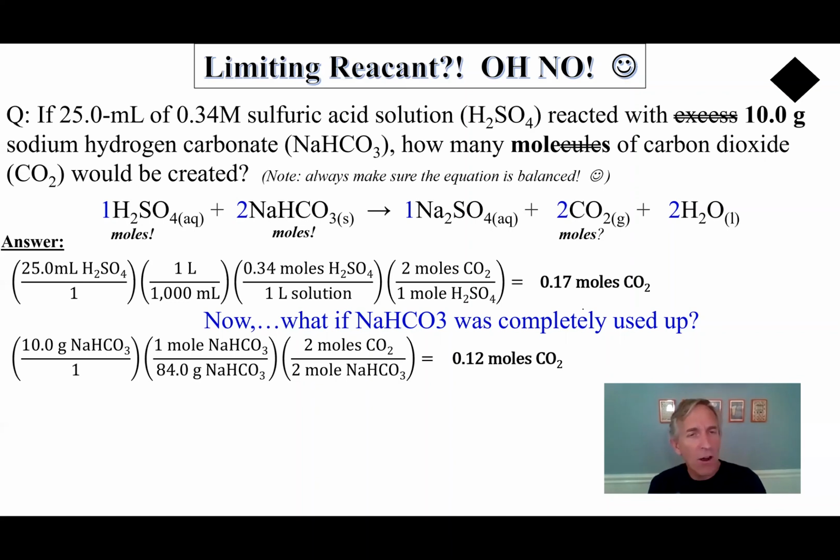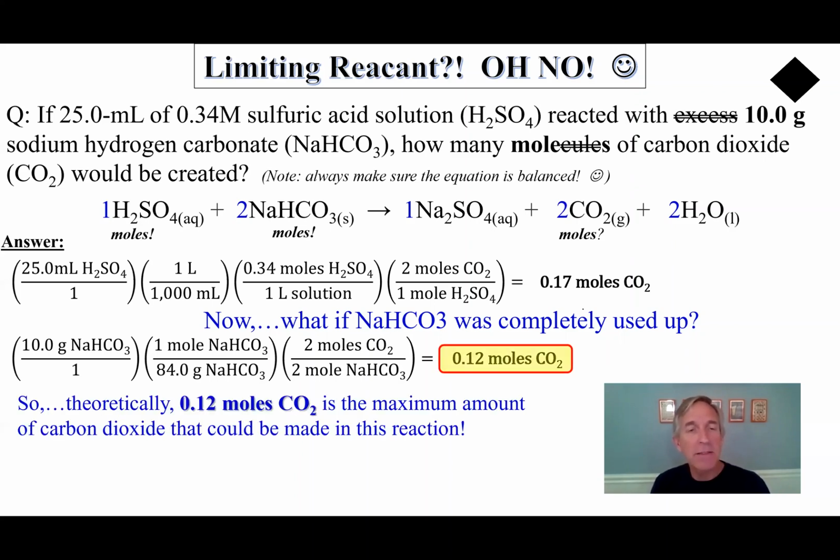The reason I like this problem is because the answer is being solved in both dimensional analysis problems. There are different ways to figure out limiting reactants. This is not the only way, but at least right in front of me now, just like the mugs of hot cocoa, I can say if I used up all the sodium hydrogen carbonate, I'd be able to make 0.12 moles of CO2 maximum. There's no way that I could make that 0.17. No way, because sodium hydrogen carbonate, using it all up, could only make 0.12.